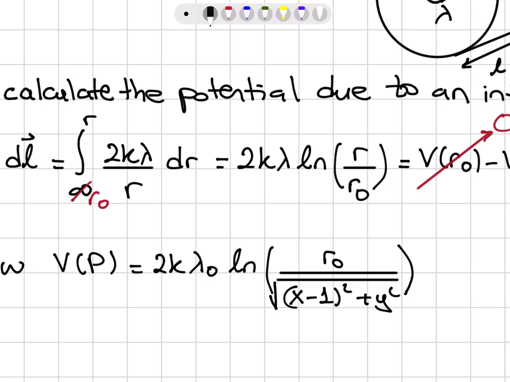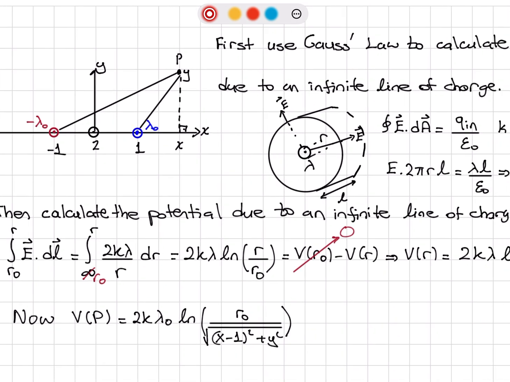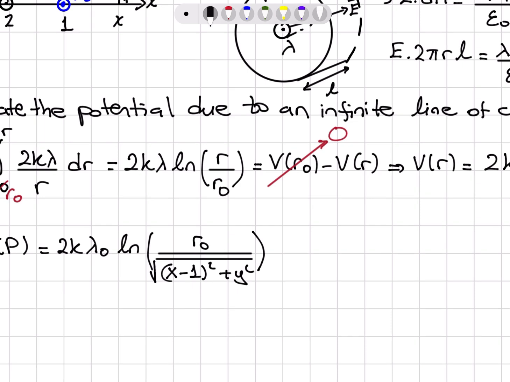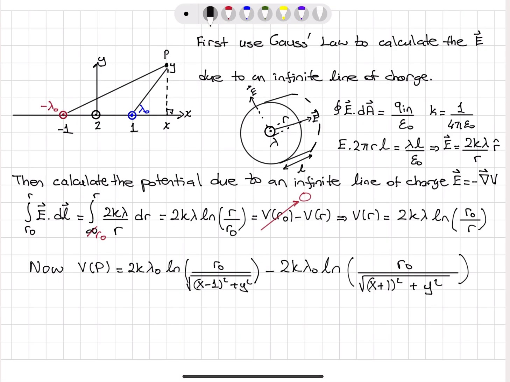All right, and the contribution from the negative charge, that's this part, will be the square root of (x plus 1) squared plus y squared for the radial distance. So this will give me a minus 2k lambda 0 natural logarithm of R0 divided by the square root of (x plus 1) squared plus y squared, that's the radial distance. So that gives me the total potential at point P.